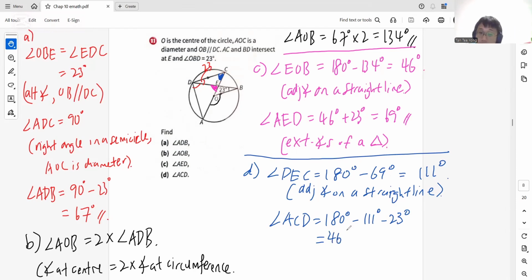The angle property here is sum of angles in a triangle. Okay, so yes, this is the last question for exercise 10.2, question 11.